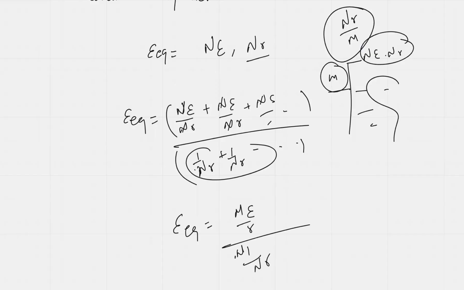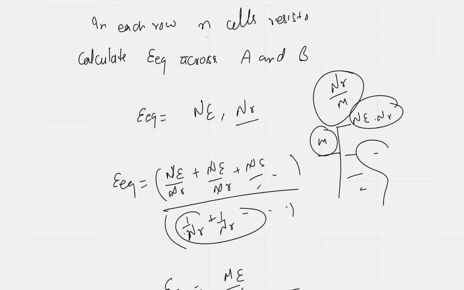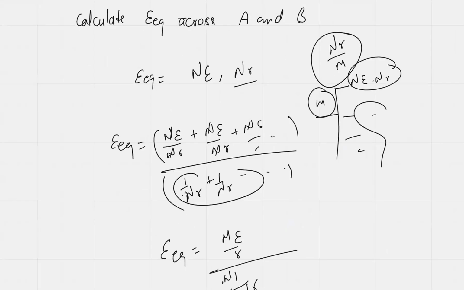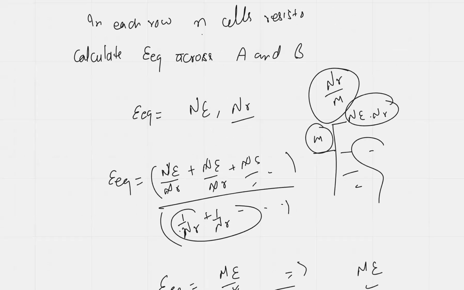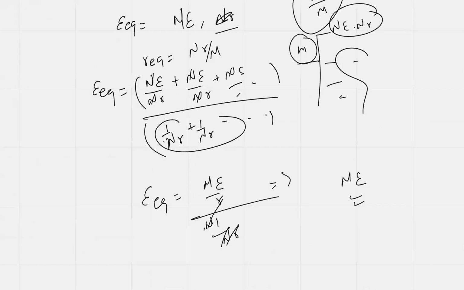Is it clear? I thought one correction should be there. So this will get cancelled out. This is also valid. R equivalent is supposed to be how much? R by n.